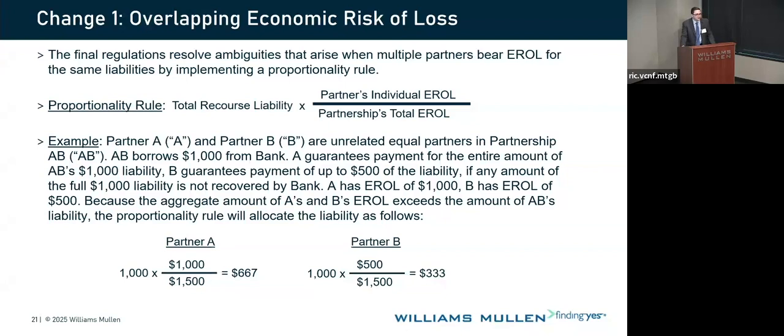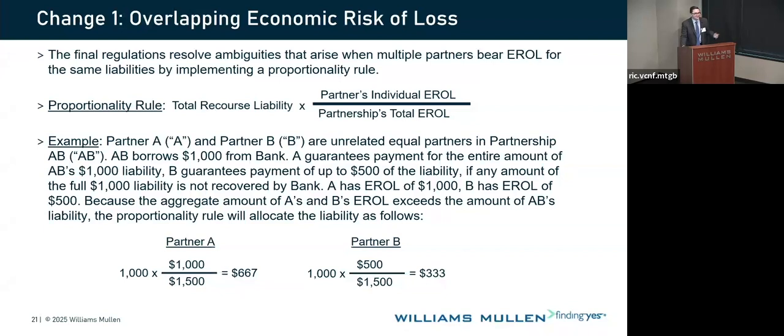And the proportionality rule would solve that by taking, for partner A, for example, the initial liability of $1,000. And then you would take partner A's share, that $1,000, over that total recourse liability of total economic risk of loss of $1,500, and you'd get $667.